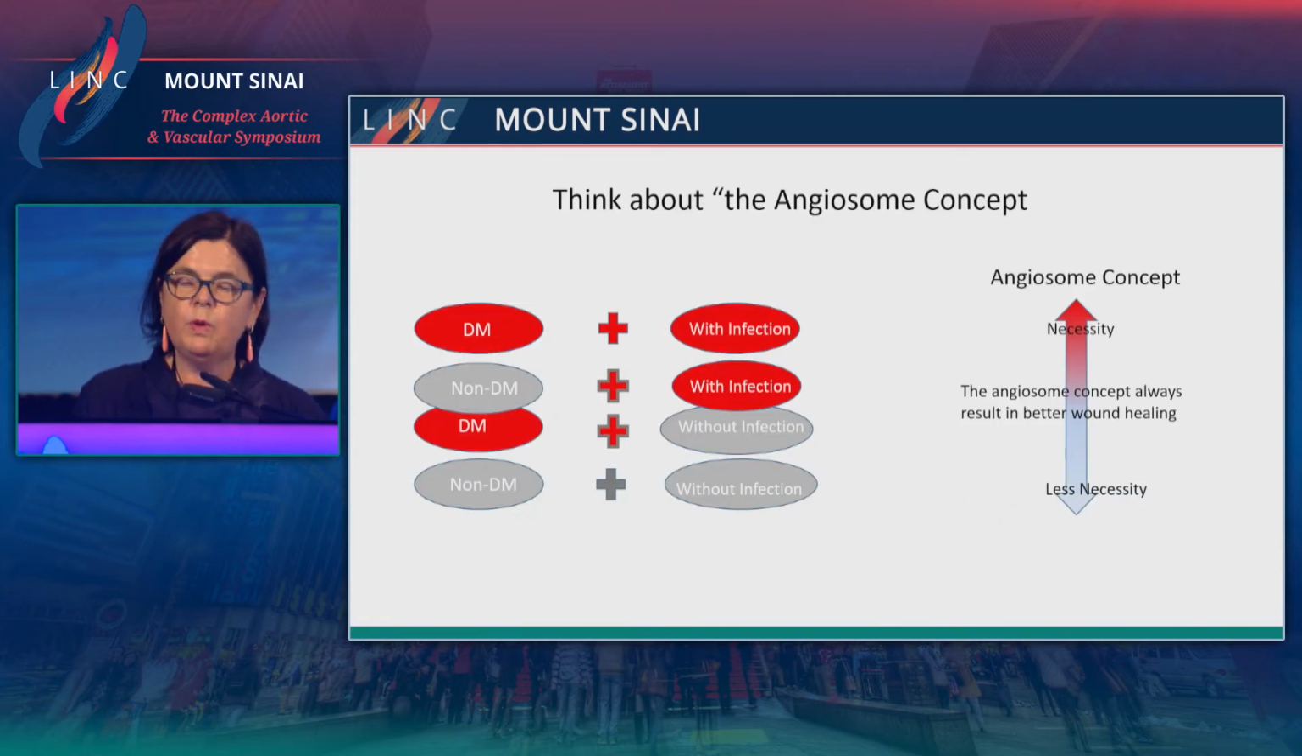I want to conclude when to think about the angiosome concept. Red, I see a necessity. Blue, I see less necessity. If we have diabetes and infection, I think then we really should go for the angiosome concept, as we have data so far underlining that. If we have infection, we should also focus on the angiosome concept. If we have a diabetes patient, once again. In non-diabetes patients without any infection, it might be not that relevant.